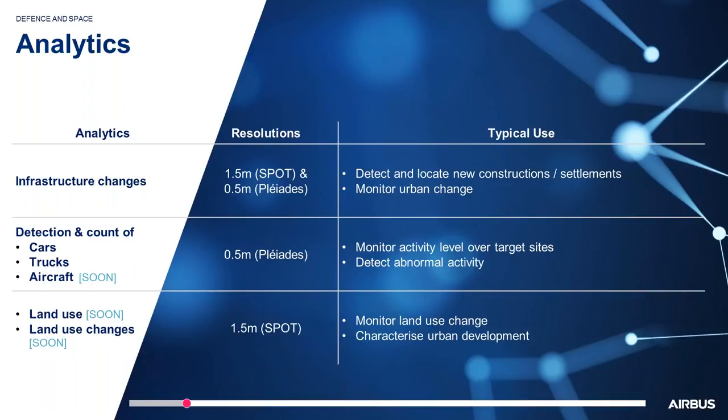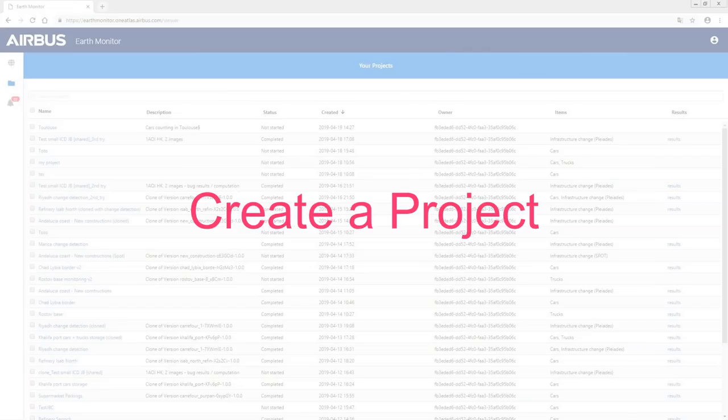So to summarize here, the analytics included in the first version of Earth Monitor are infrastructure changes, cars counting, and trucks counting. Aircraft and land use changes will be added in the next weeks. So to create a project is, in fact, very simple. We will see this in the tool directly.